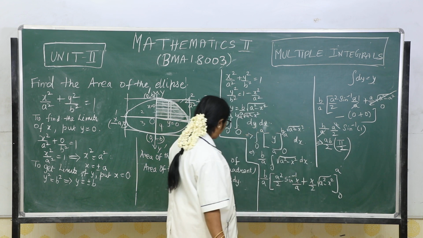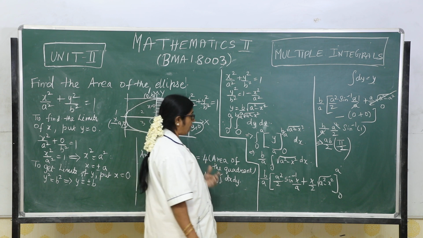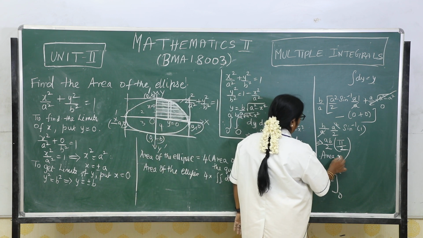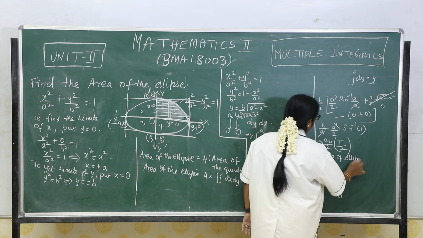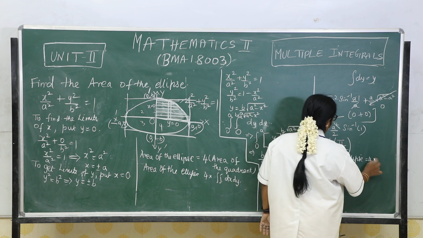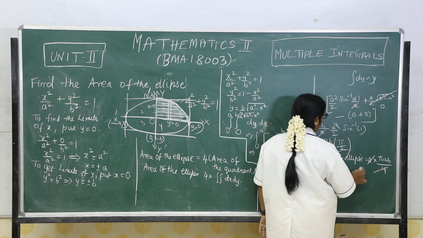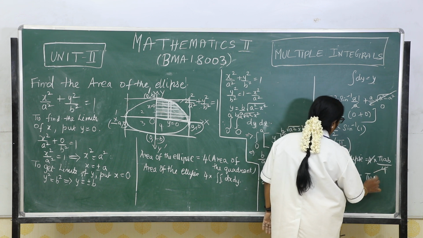This is what we have found out, only the area of the quadrant. Therefore, area of the ellipse is equal to 4 times pi ab divided by 4. Therefore, 4 gets cancelled. You are getting pi ab square units.